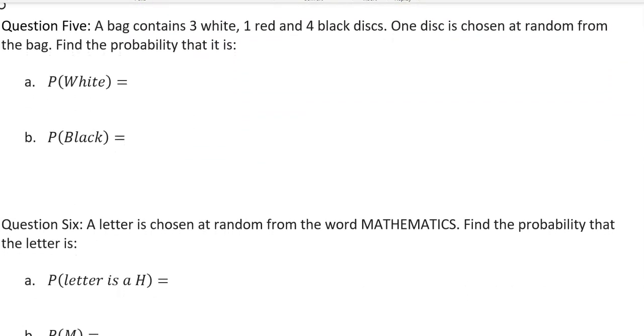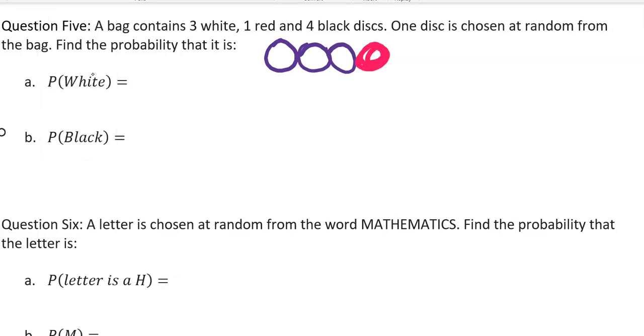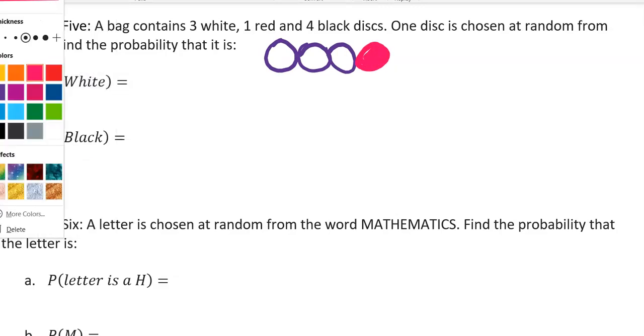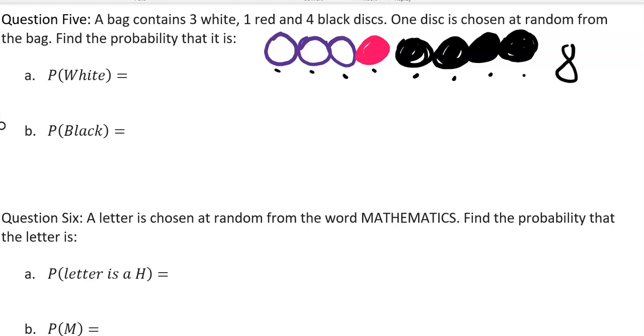Question 5. A bag contains 3 white discs, 1 red disc, and 4 black discs. Now, no idea what these discs are for, but that's what we have. All right, let's have a look how many in total. We've got 8 total discs. What is the probability of choosing a white one?